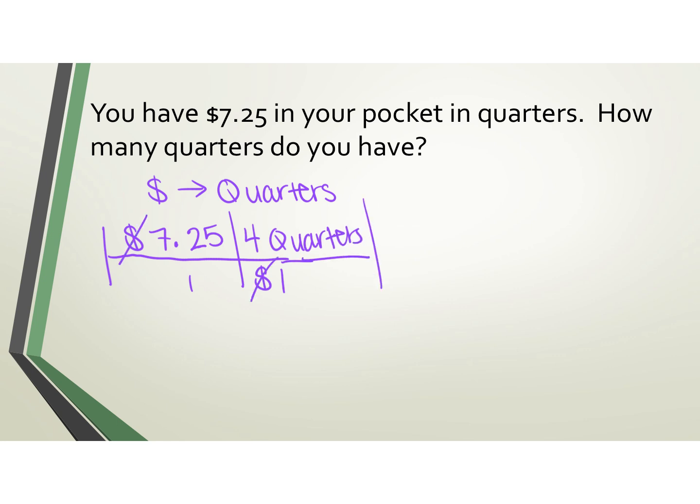Okay, so your dollars cancel. What's 7.25 times 4? 29. What's 1 times 1? 1. What's 29 divided by 1? 29. Okay, so 29, and what's your unit?